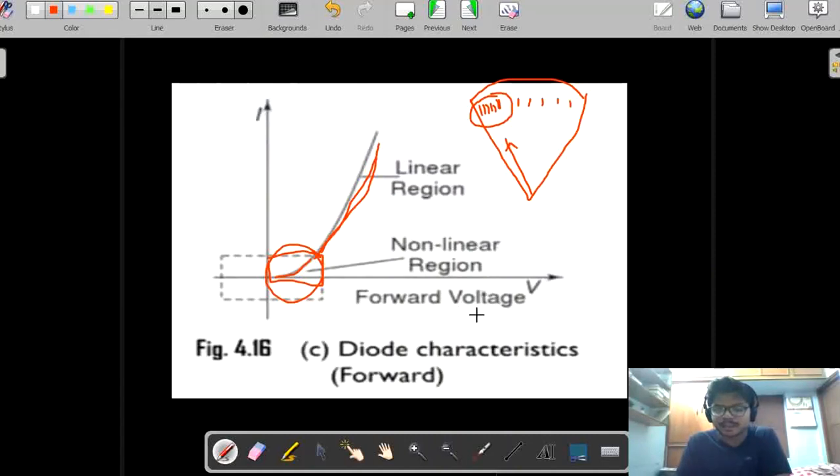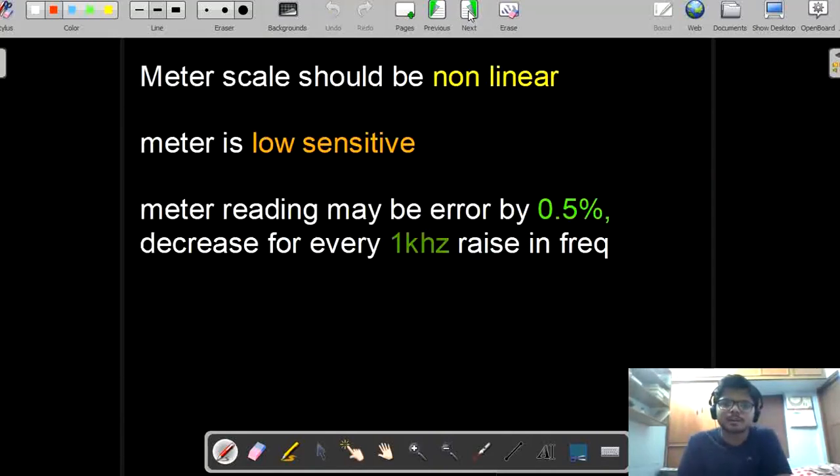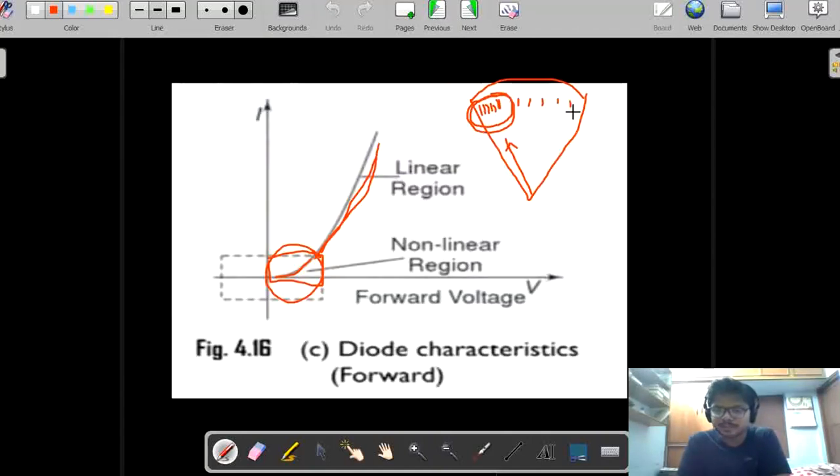Why? Because for a very small change in the voltage, my current will deflect hugely. So I need to take the precaution that at the bottom or initial positions I give more values. From here, as it is linear, I will give values based upon the linear requirements. Now the meter scale should be non-linear. It is a non-linear meter because it does not have a linear shape.